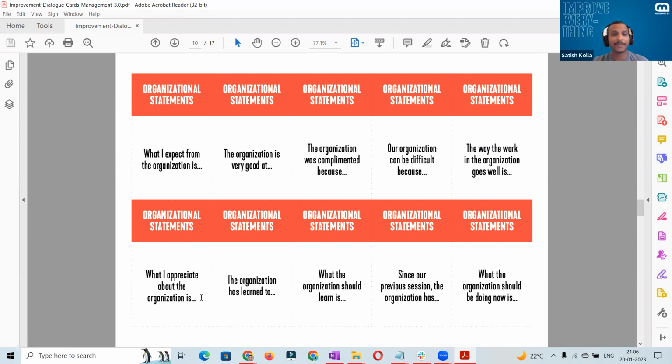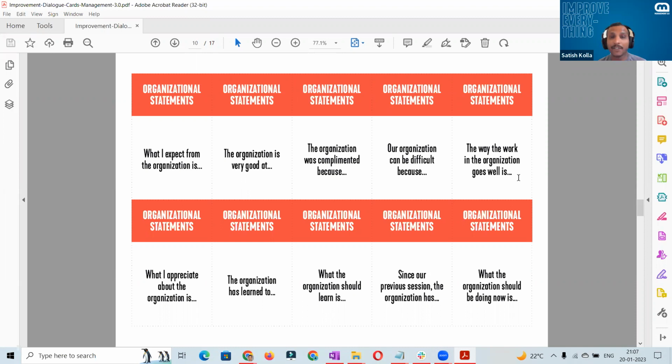See, what I appreciate about the organization is... so rather than just bringing a different side, we can start bringing the positive side as well. The organization is very good at, or the way the work in the organization goes well is, right? Like that. Or instead of organization, we can even consider a team. So as a team level coach, as a scrum master, as a coach, we can start having this. The team is very good at.